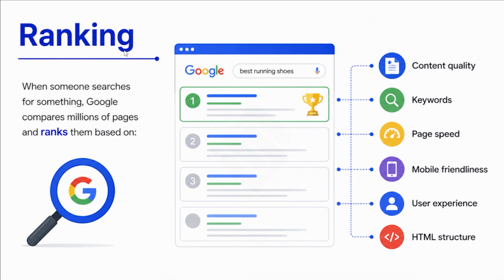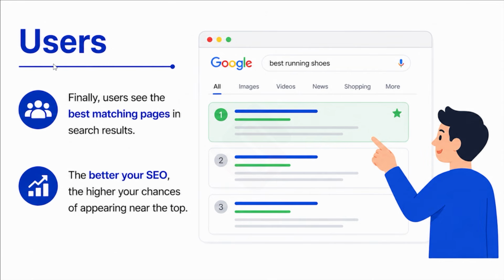Ranking. When someone searches for something, Google compares millions of pages and ranks them based on content quality, keywords, page speed, mobile friendly user experience and HTML structure. Users. Finally, users see the best matching pages in search results. So the better your SEO, the higher your chances of appearing near the top. So let's get the example.